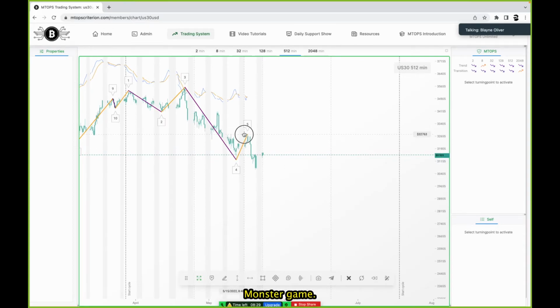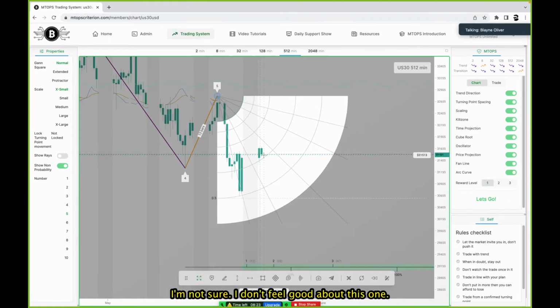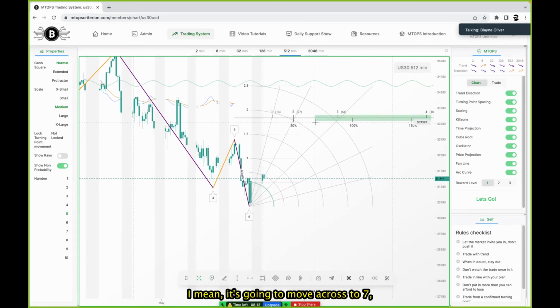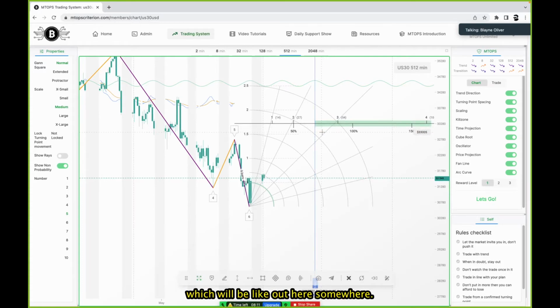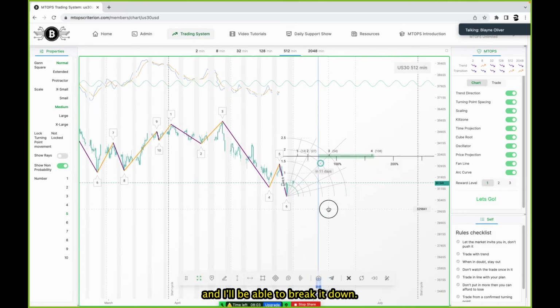This one's tricky. I'm not sure. I don't feel good about this one. Let's call it 6 for now, but we'll have to revisit as we get more information. Still a little bit early in. It's got to move across to 7, which will be out here somewhere. Hope you guys are following along. If you're not, please stop me and I'll be able to break it down.